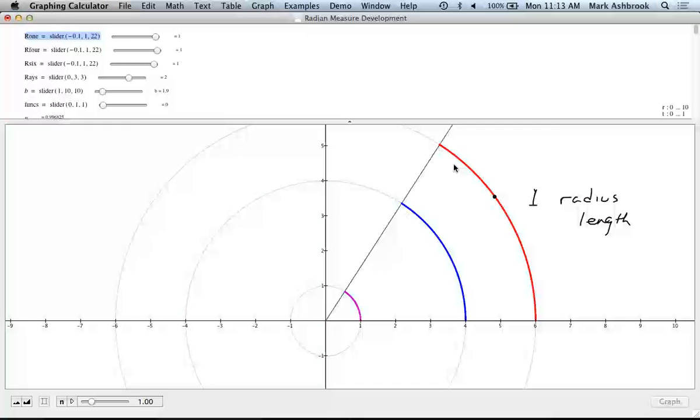And so an arc length of 1 radius length, no matter what circle you use, marks off an angle of what we call, that's where we get radians. That's 1 radian of angle measure.